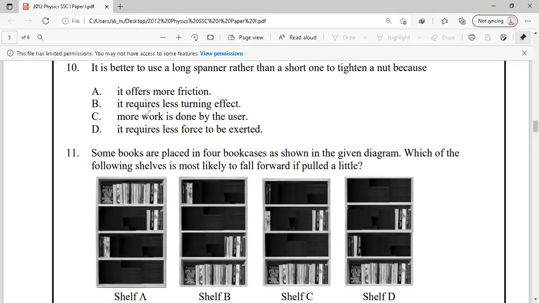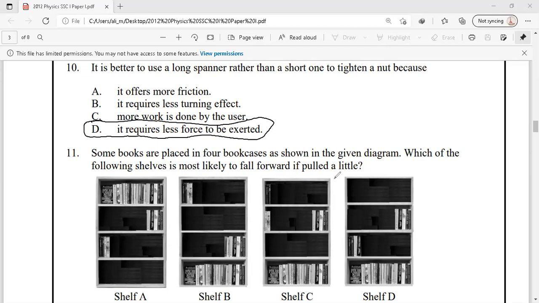So in a long spanner, the moment arm could be large as compared to the spanner with the shorter length. So it requires less force to be exerted to loosen or tighten a nut if our spanner is long. So option D is the right answer.